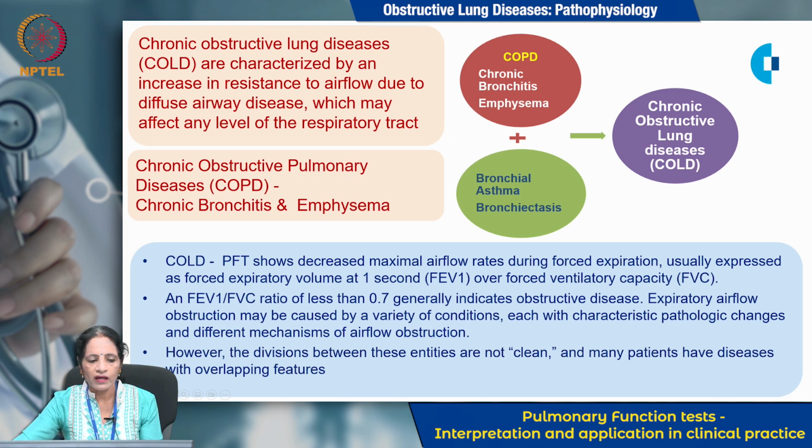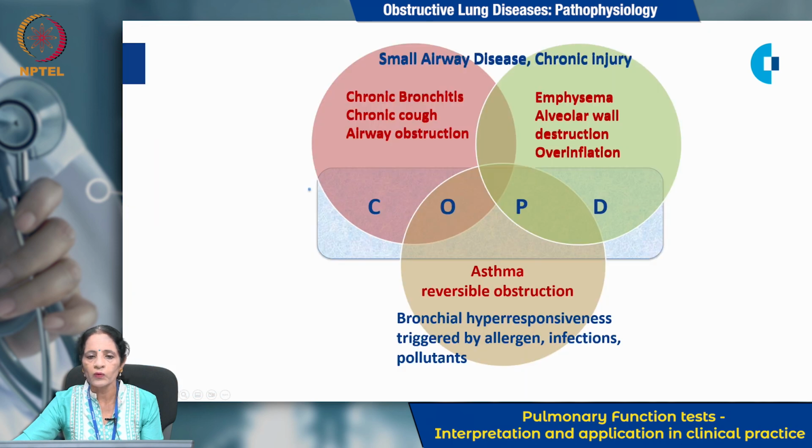The expiratory airflow obstruction may be caused by a variety of conditions, each with characteristic pathologic changes and different mechanisms of airflow obstruction. However, these divisions between the entities are not clean, and many patients have diseases with overlapping features, like how we see here.